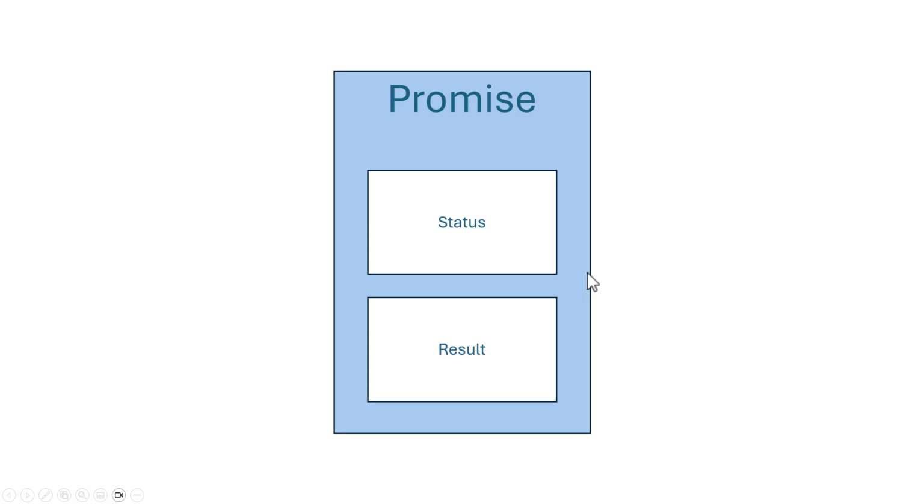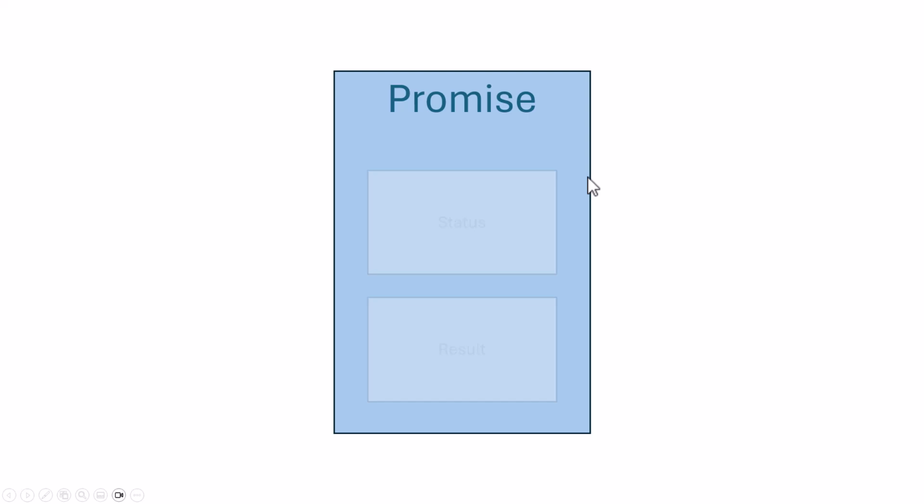But there's a catch, and the catch is this. All the data that promise holds, both the status and the result, all of these are private and cannot be accessed directly. So how does it work? How do you get the data? And actually, why was it implemented that way? What's the logic behind that? So that's what we'll talk about in the next video.